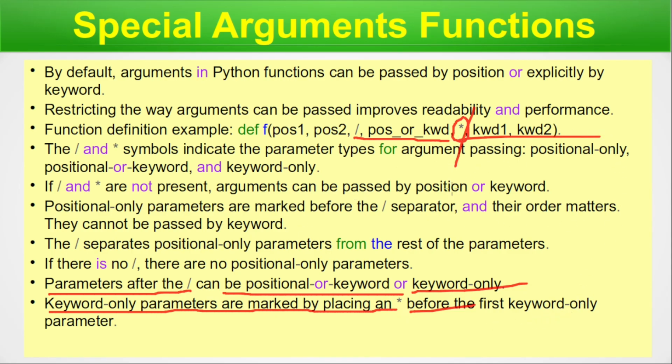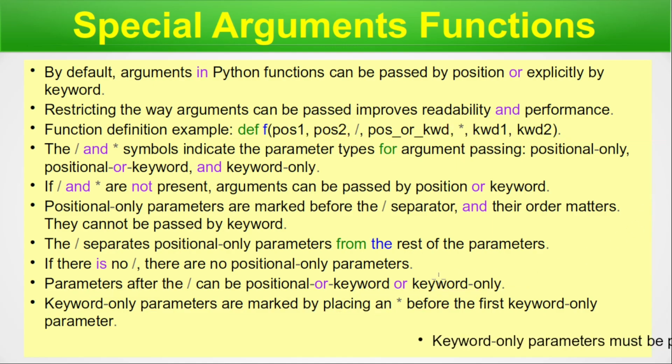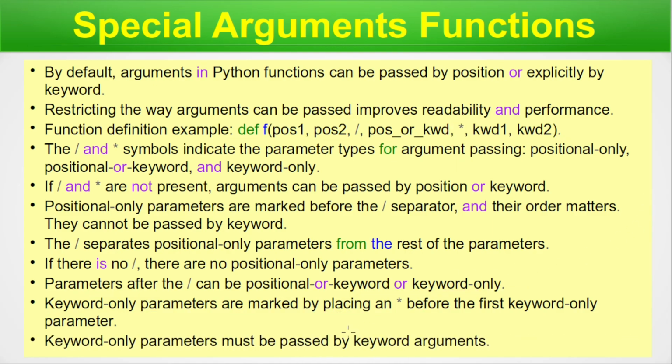This is a style that Python maintains. Anything before slash will be positional. Anything after this star will be keyword only. This is how we are restricting it. Keyword only parameters must be passed by keyword arguments. So this should be a key value pair, this should be a key value pair, and this could be position or keyword. Anything after star is strictly keyword, anything before slash will be strictly positional. Okay, this way you can restrict it. Otherwise you can mix and match, as you have seen in the previous example.